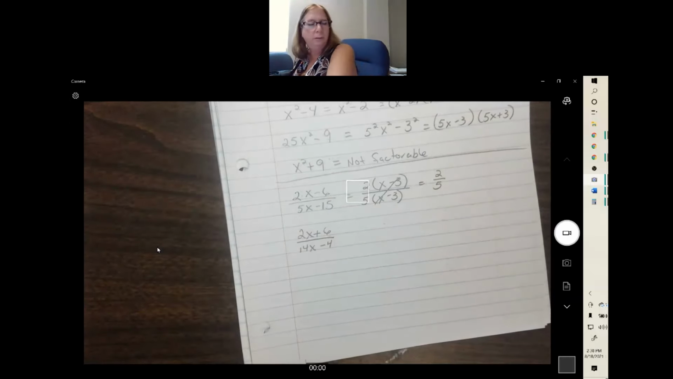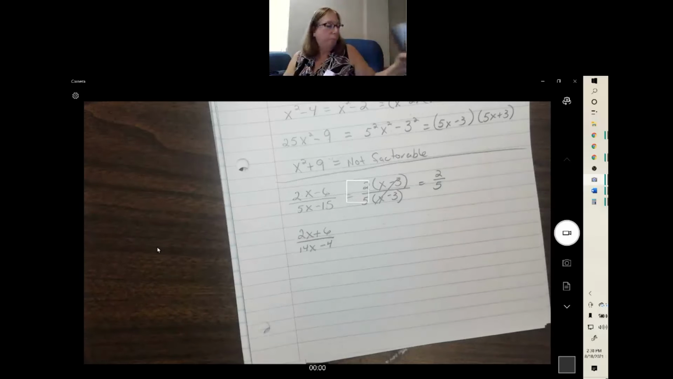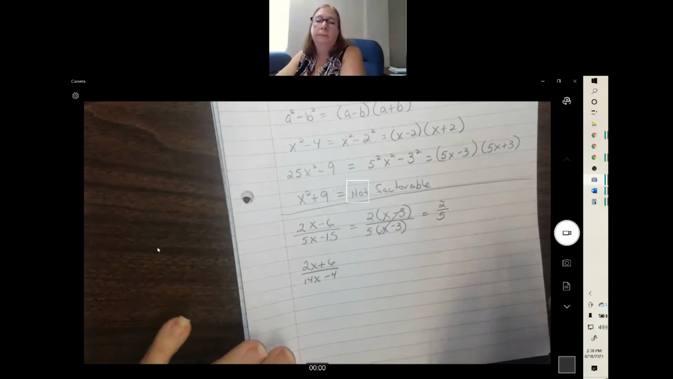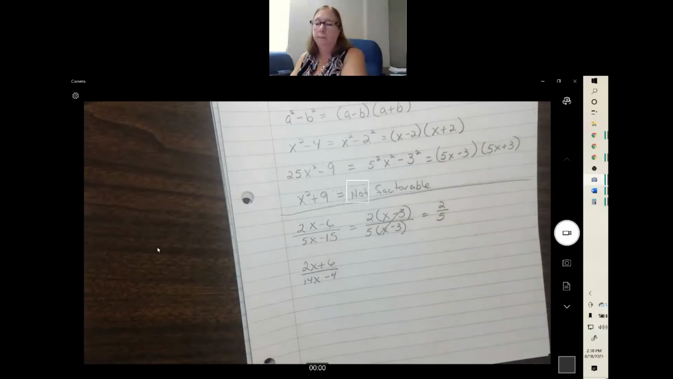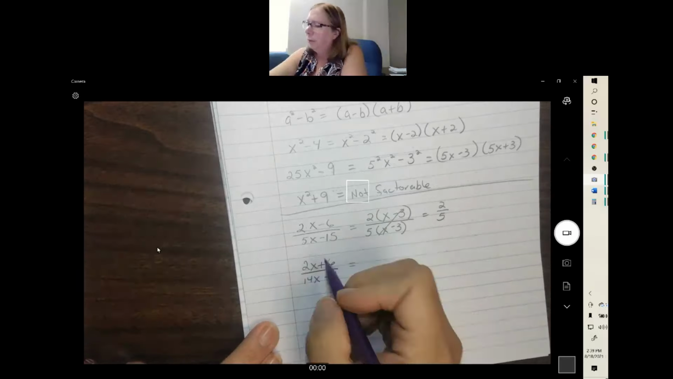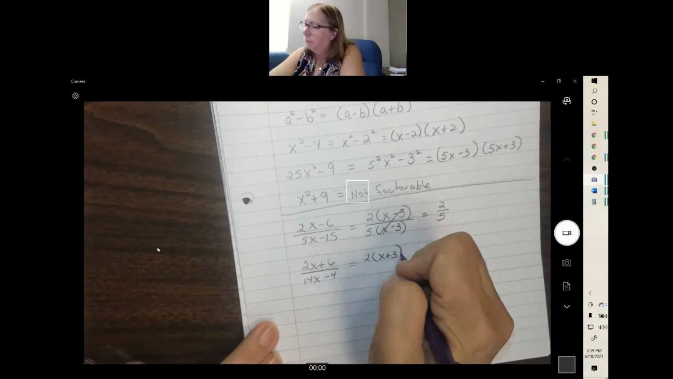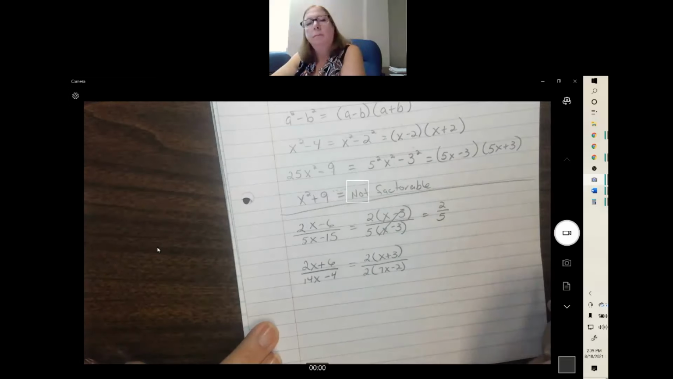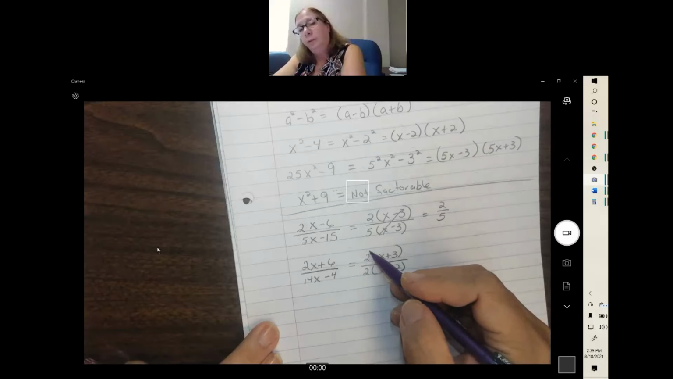Okay, go ahead and do this one. Now you could factor a 2 out of the top and a 2 out of the bottom. And then notice the 2s will cancel.